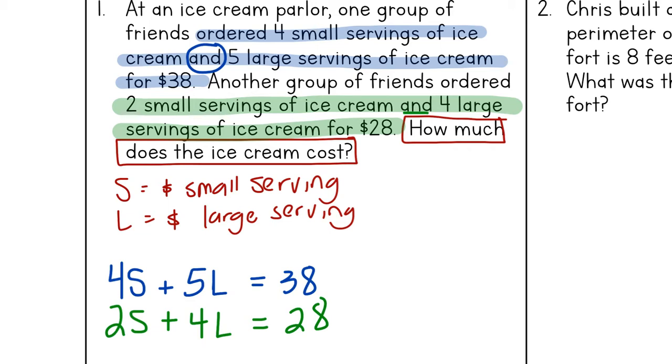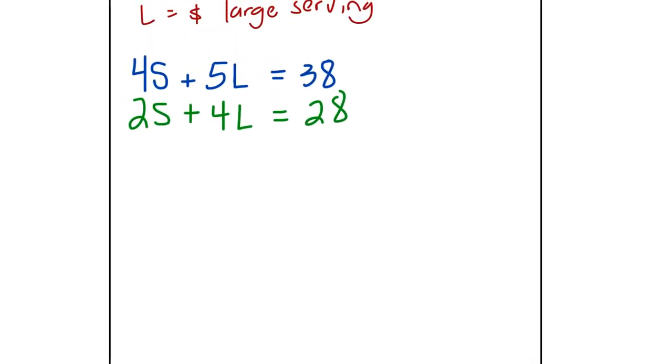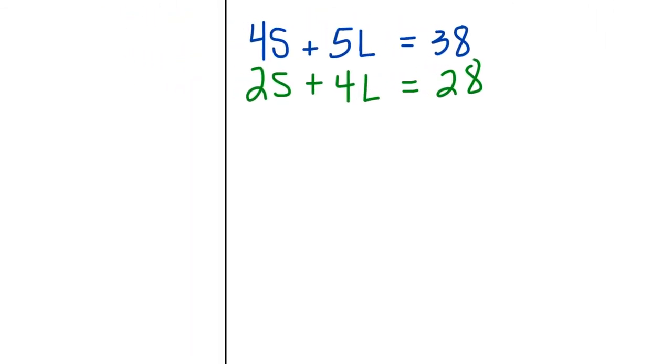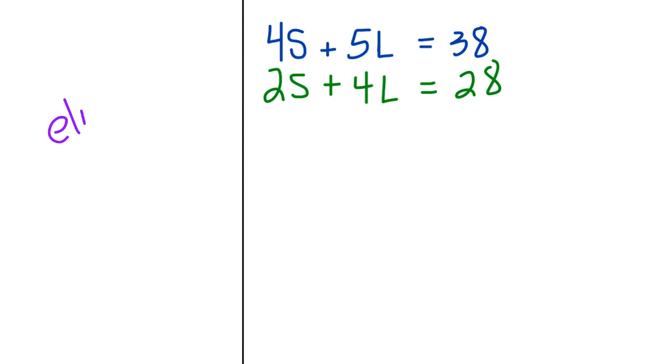We could do either elimination or substitution. So looking at my two equations, the one thing that I notice is that our variables are lined up. See how S is on top of S, L is on top of L. So whenever your variables line up that way, the easiest thing to do is going to be solve by elimination. So I'm going to write that here on the side. We're going to solve using elimination. And that's because our variables lined up.